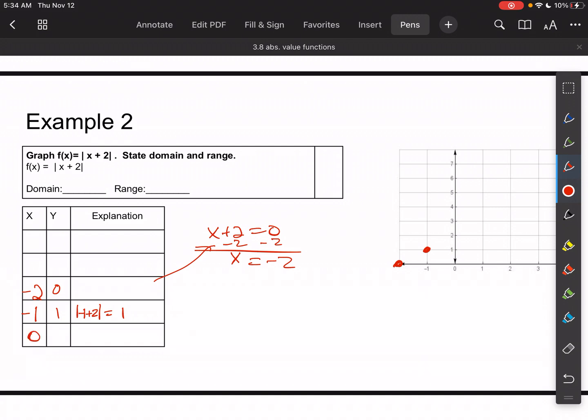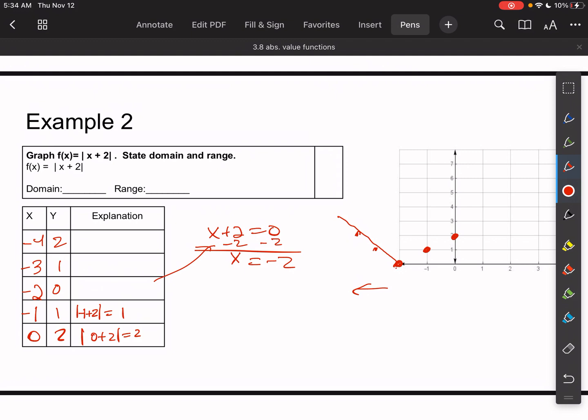Plug a 0 in to keep going that direction, and we would get absolute value of 0 plus 2, which is 2. Okay, so at 0, we're at 2. Now let's go on the other side of this. Let's go to negative 3. Okay, we're going to the other side of where that minimum happens. And if you plug a negative 3 in, you get 1. Plug a negative 4 in, you get 2. Okay, so we get this type of shape happening.